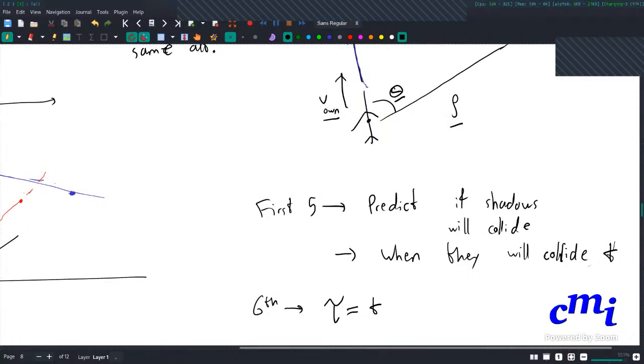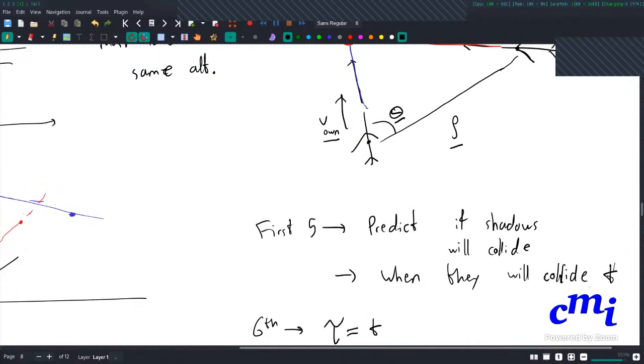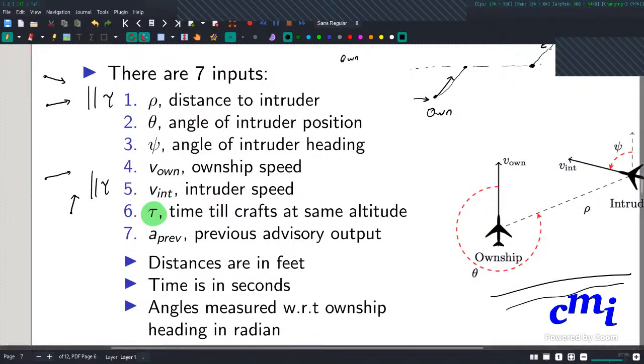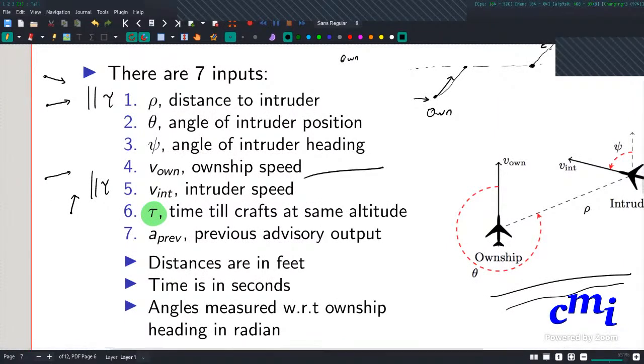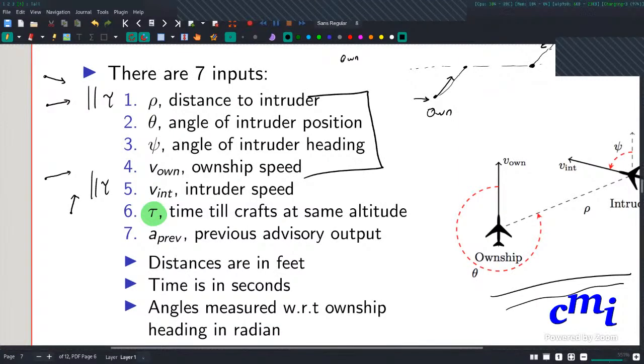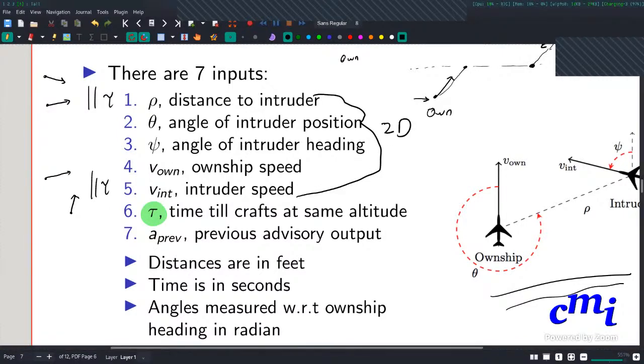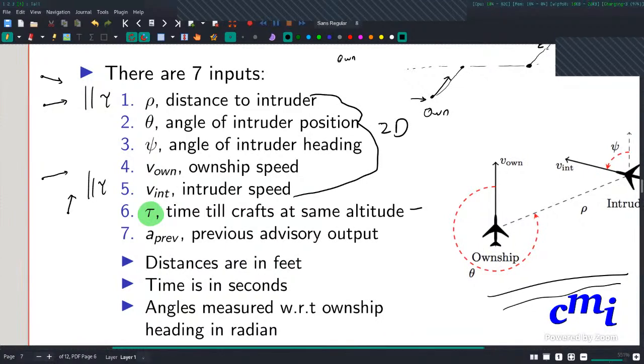So is this okay? Yeah, can you go back to the slide with all the inputs? Right. So the first 5 are for the 2D picture. The time till the aircraft are at the same altitude should be equal to whatever you predict to be the time after which the shadows will collide. So you'll have to compute that from the first 5, and then equate it with tau.